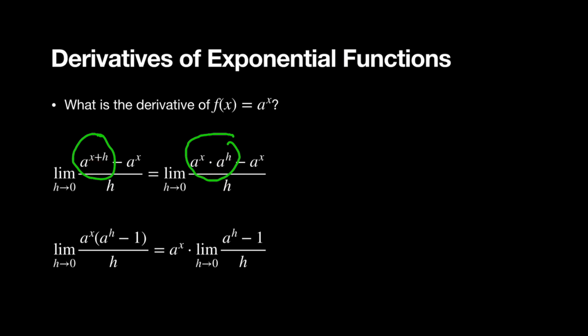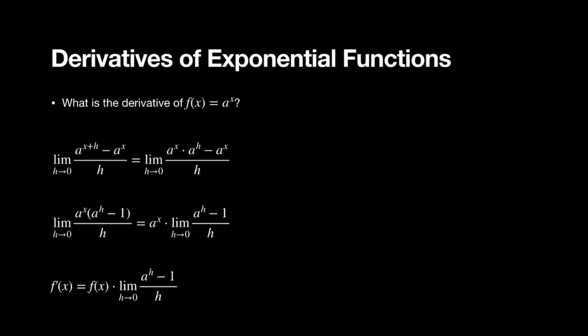And by doing this, I now have a common factor of a to the x in the numerator. So I can pull the a to the x out of the numerator, and I'm left with a to the h minus 1, and we still have all over h. And so we're taking the limit of this expression as h goes to 0. That common factor, a to the x, doesn't have any h's in it. So when I take the limit as h goes to 0 of a to the x, I just get a to the x. So we've got a to the x times the limit as h goes to 0 of a to the h minus 1 all over h.